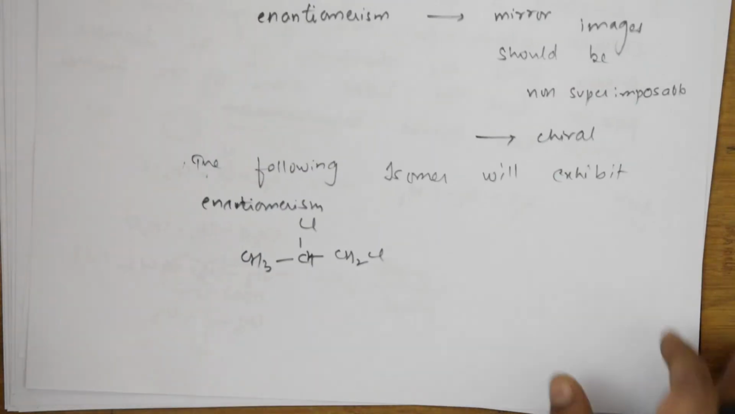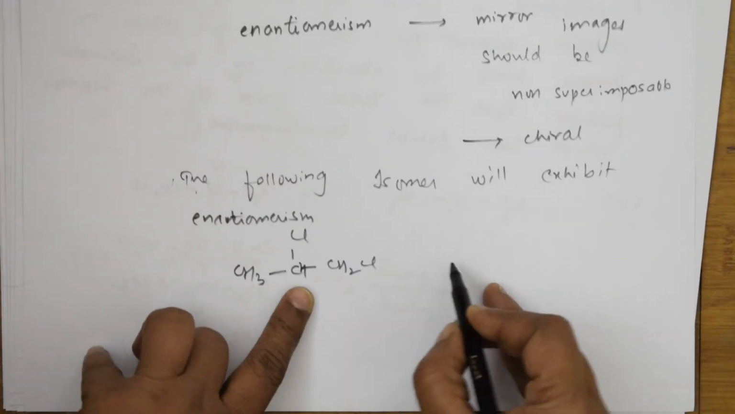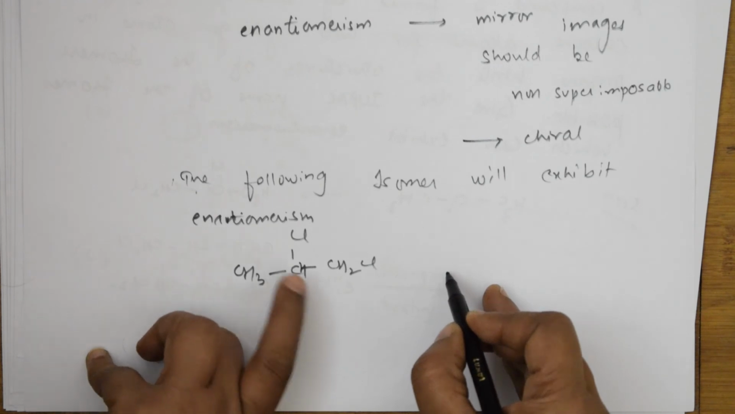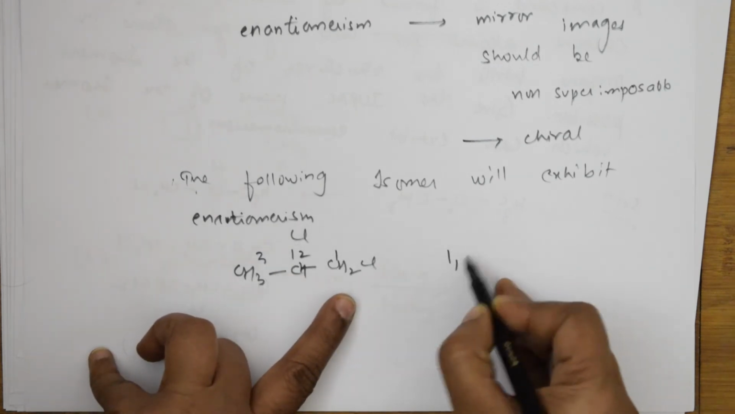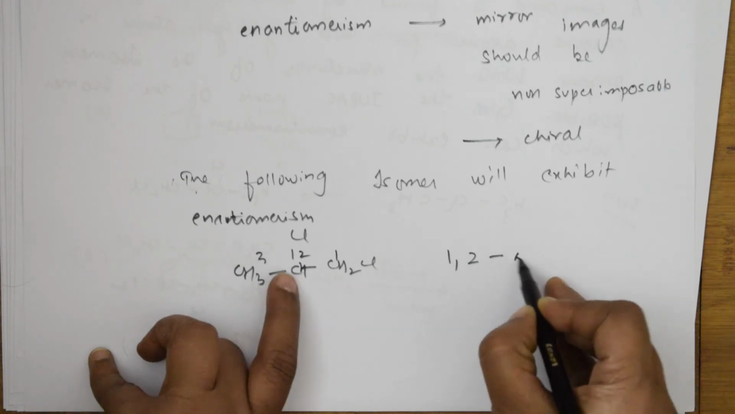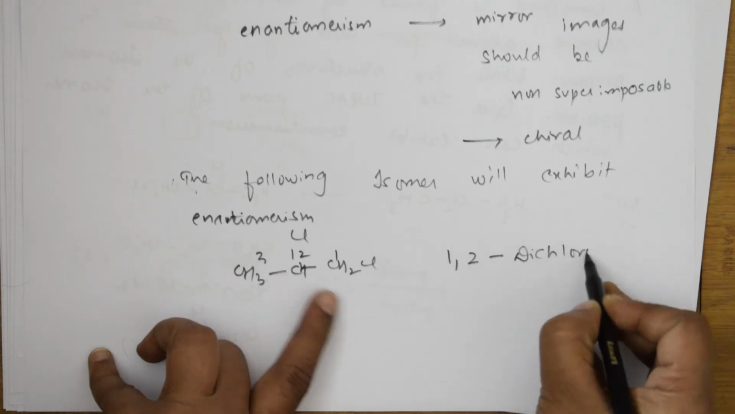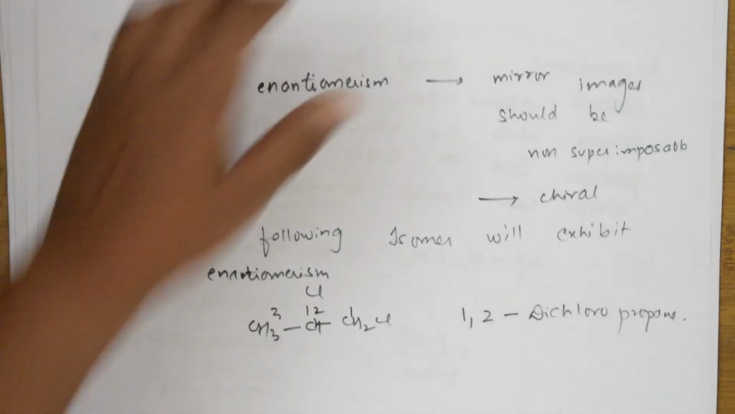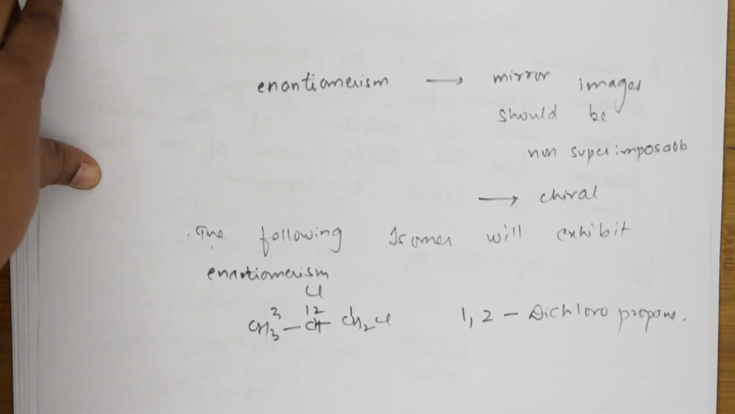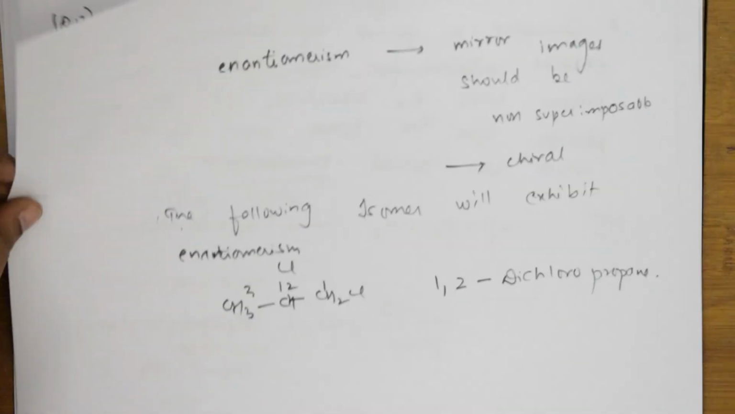What is the name? The IUPAC name they have asked me to write. So the IUPAC name is, start numbering. So if I count 1, 2, 3. So it is 1, 2 dichloropropane. 1, 2 dichloropropane. Right. So let's come back and see the next question. That is your 17th question.